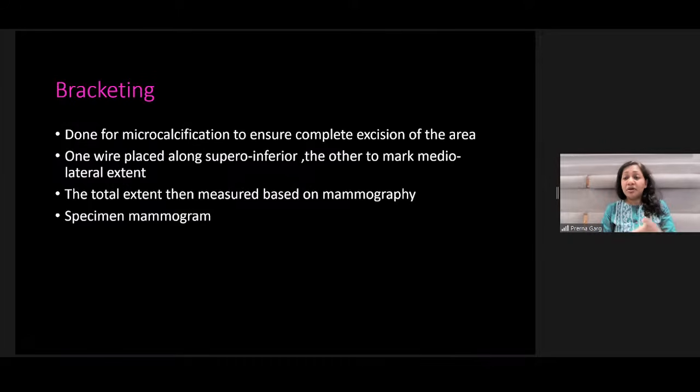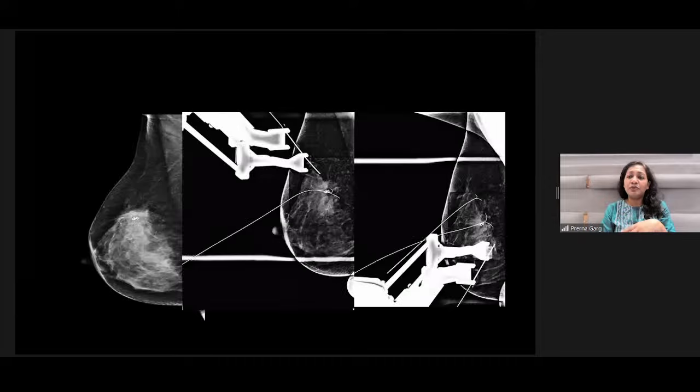Bracketing, as Dr. Jivitesh had briefly spoken about. Bracketing is mainly for ensuring that all the microcalcification that is present is completely excised. We place two wires, one to mark the superior-inferior and the other to mark the mediolateral extent. Based on these, the distances are calculated on the mammography. Then you take a specimen mammogram to confirm that all the microcalcifications have been removed.